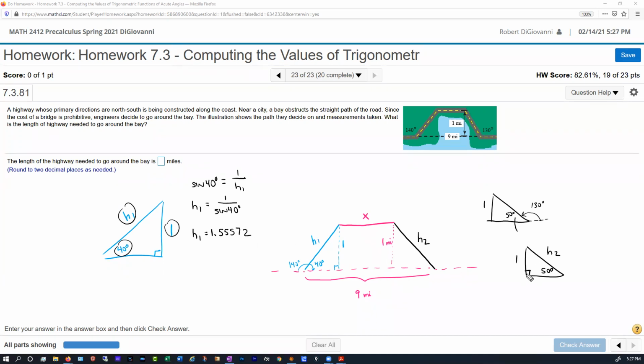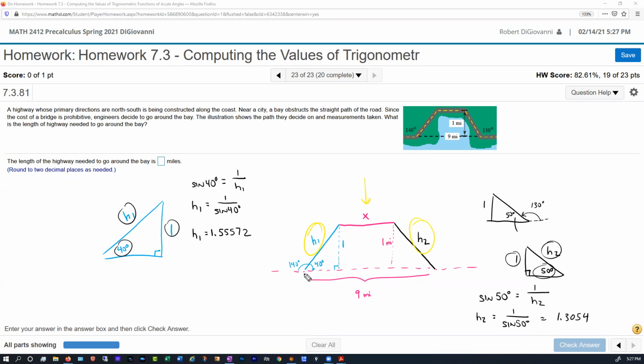Let's go get H2 over here. So again, 50 degrees, I have opposite, and I'm looking for hypotenuse, so I'm going to do sine of 50 degrees. Should be opposite 1 over hypotenuse, H2. Multiply both sides by H2 and divide both sides by sine of 50. We've done that a few times now, so I'm hoping you understand what I'm doing there. On my calculator, I get H2 is approximately 1.3054. Okay, so we know this, and we know this, and we need to still figure this out.